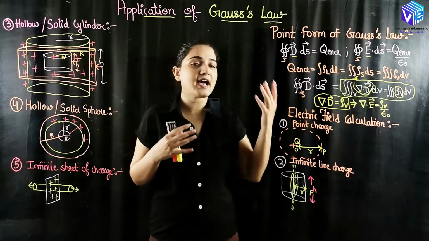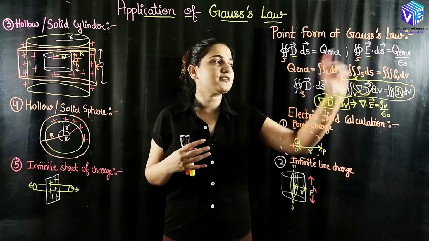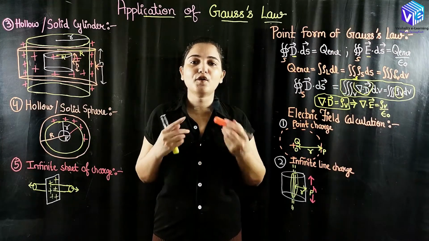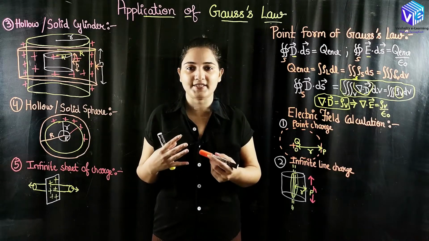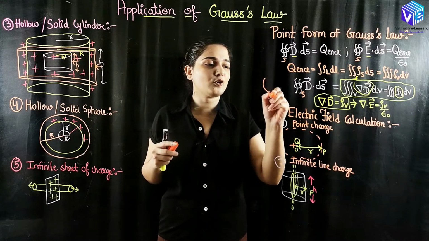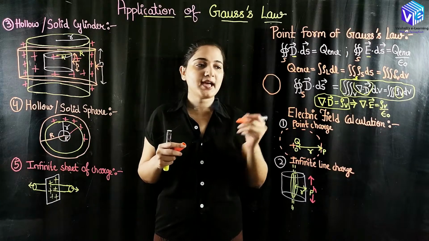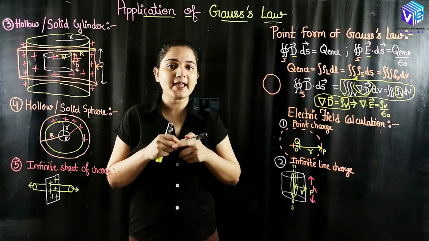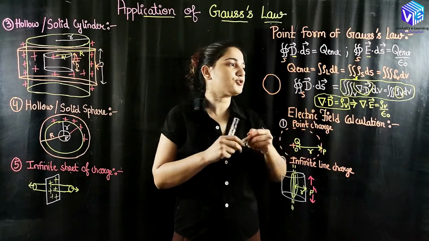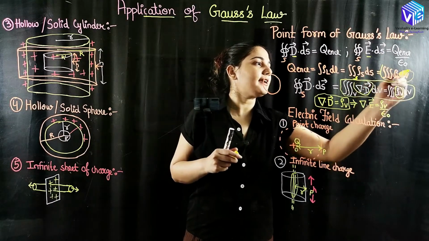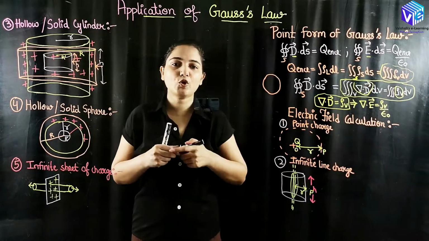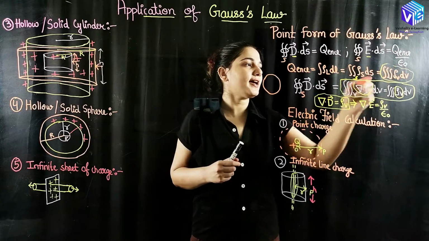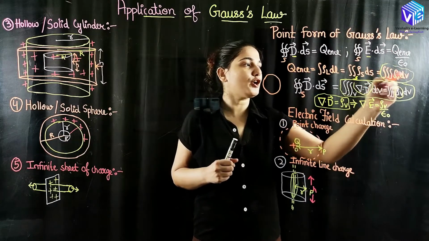Now which of these will I use to find out this Q enclosed in terms of the Gaussian surface? I already told you the Gaussian surface is a closed surface. Whenever I have a closed line, it makes a surface, and if I have a closed surface, it makes a volume. So I will use this equation to find out the Q enclosed, replacing Q enclosed with the integration over volume of rho V.